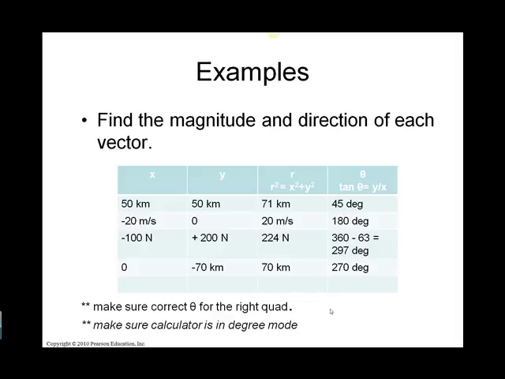And note that in our third example, to find the direction, we've noticed that it's got a negative x and a positive y. That means it's in the fourth quadrant. And when the angle is in the fourth quadrant, we have to subtract the angle that we get with tan off of 360 to make sure that we have a polar heading of 297 degrees.